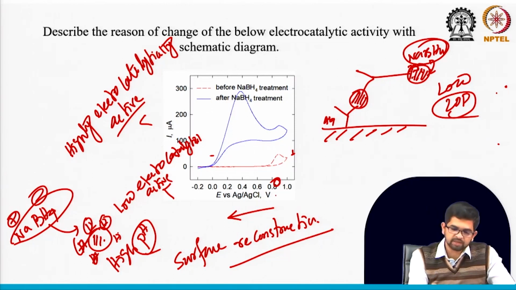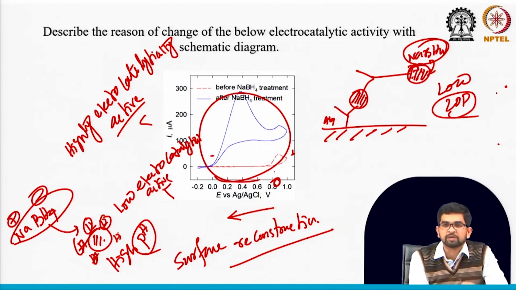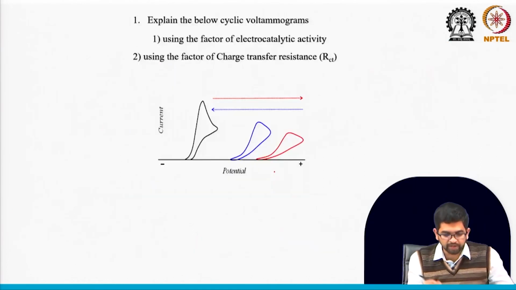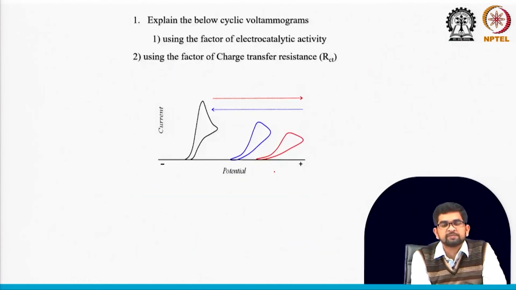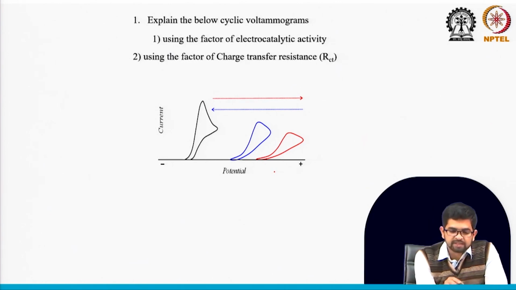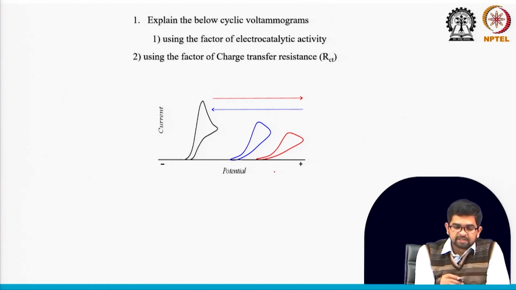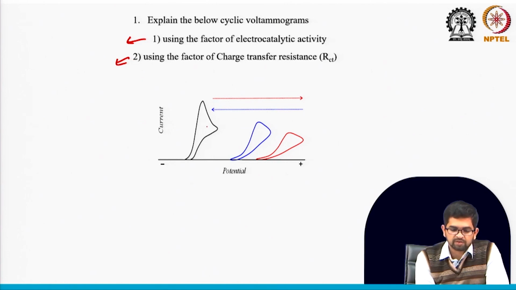The basic thing that you have to understand is this cyclic voltammogram shift. Okay, now let's come to the second question that we will discuss in this problem. Let's discuss these two problems I want to discuss. Here you can see three cyclic voltammograms.